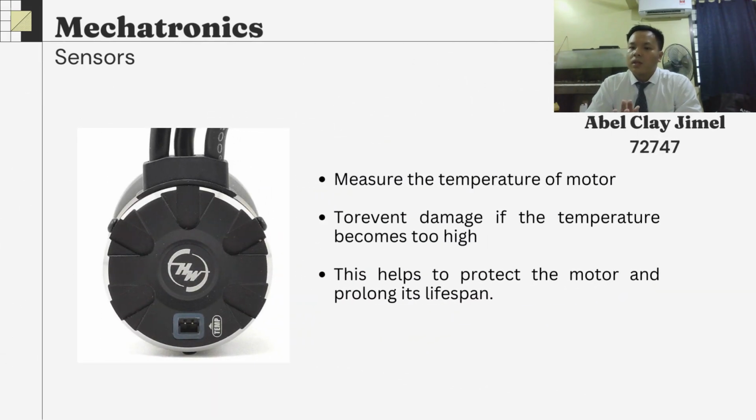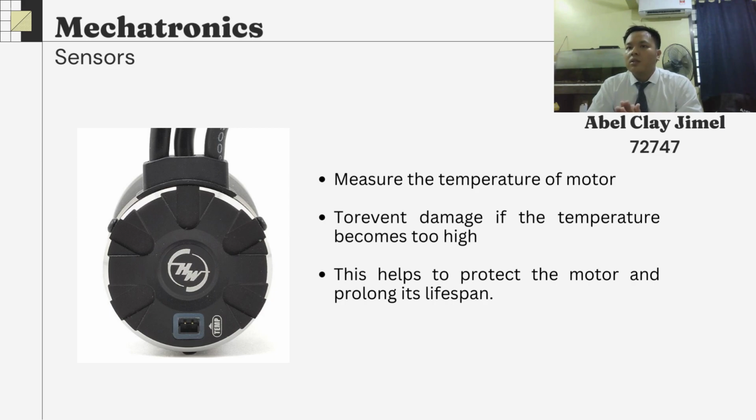So our sensor for this electric pump cutter is a temperature sensor. The purpose of the temperature sensor in this electric pump cutter tool is to monitor the temperature of the motor. This can help to prevent overheating and potential damage to the motor.